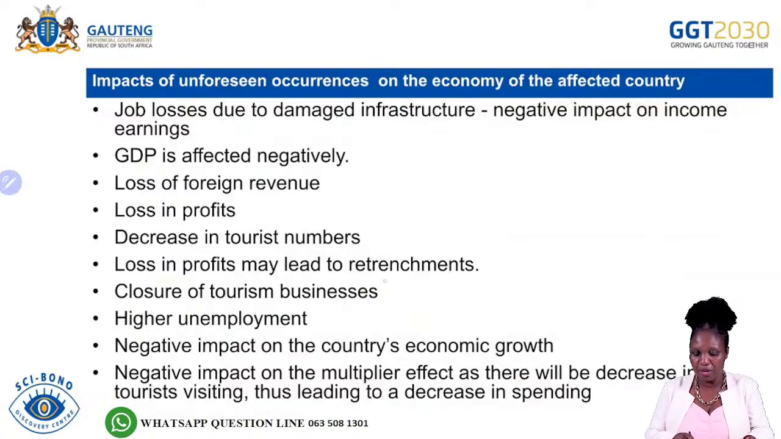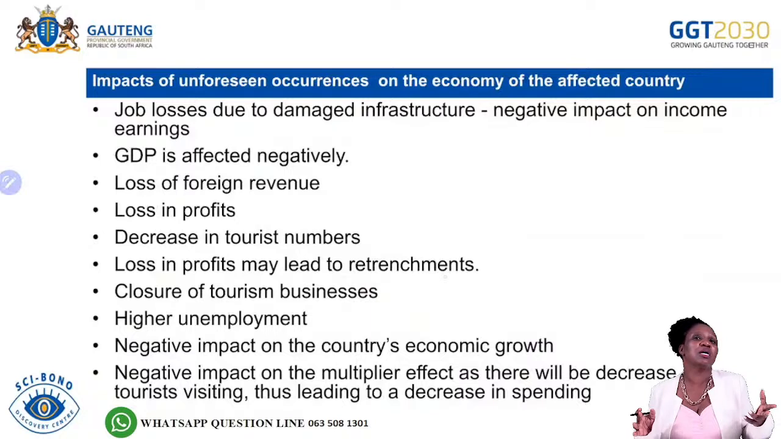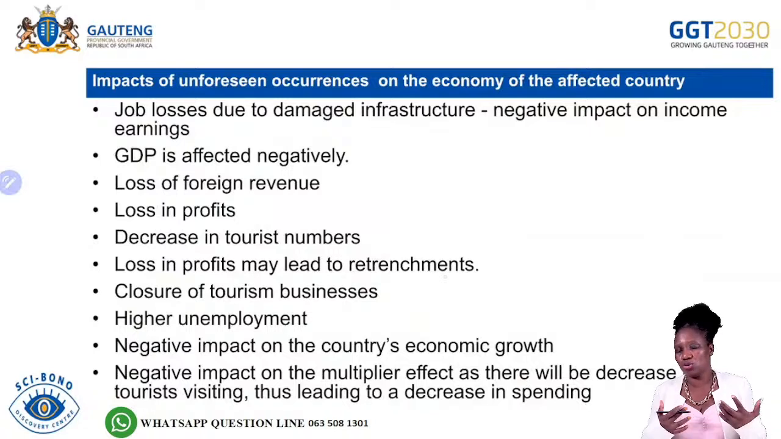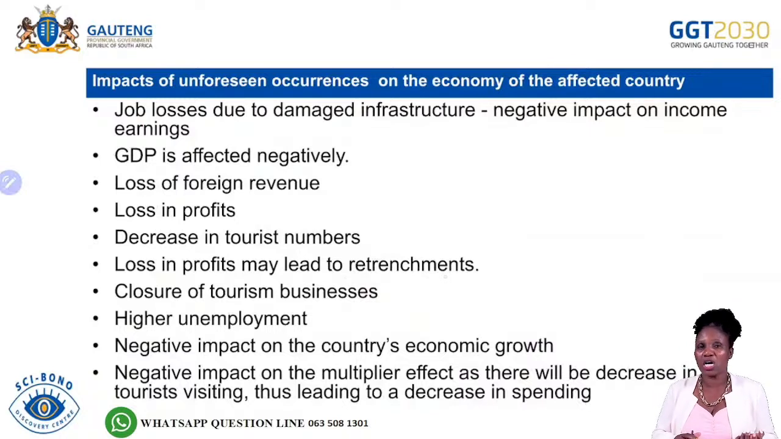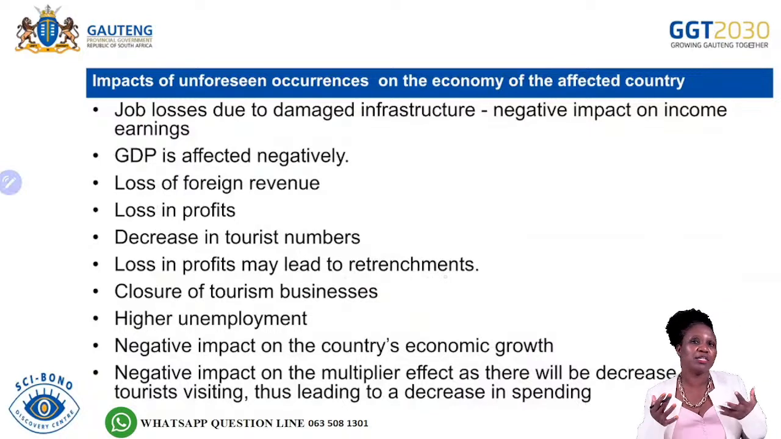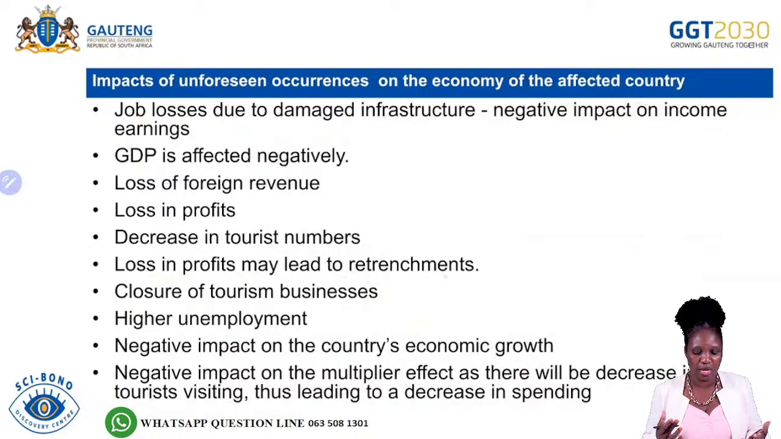Loss in profit may lead to retrenchments, because the business is not doing well. Then what is going to happen? People are going to lose their jobs. They are going to be retrenched. They are going to be laid off. And closure of tourism businesses, like what happened during COVID-19. Okay. And then there will be higher unemployment because of these unforeseen occurrences. And a negative impact on the country's economic growth. Negative impact on the multiplier effect, as there will be a decrease in tourist visits, leading to a decrease in spending.